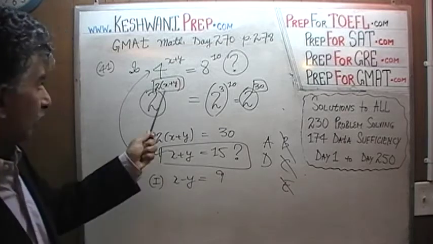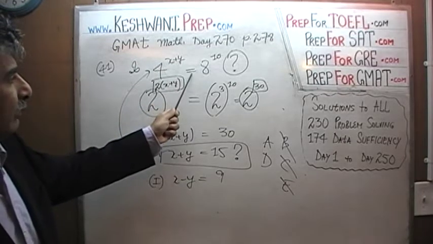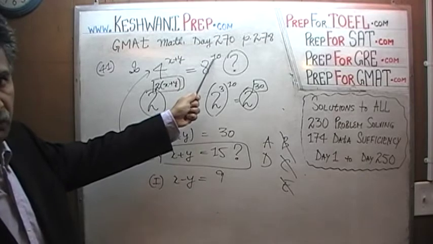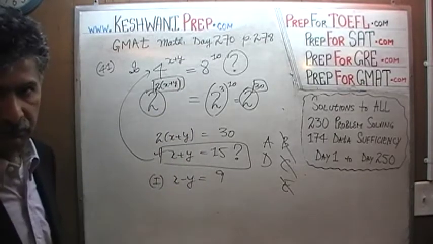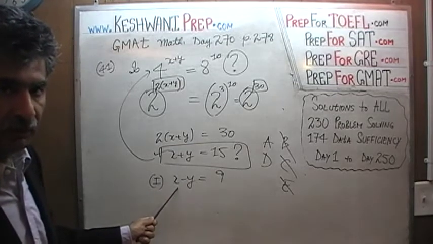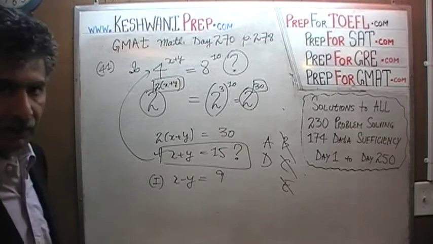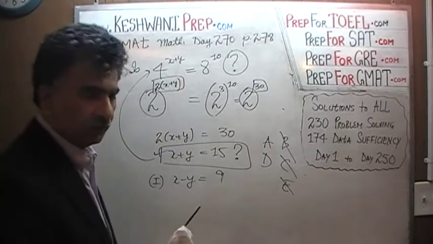So the original question was, is 4 raised to x plus y equal to 8 raised to 10, which is same as, is x plus y equal to 15? And we cannot answer that question simply by looking at this equation because we have one equation and two unknowns, x and y. It's no good. The first statement is not enough. This is all wrong.